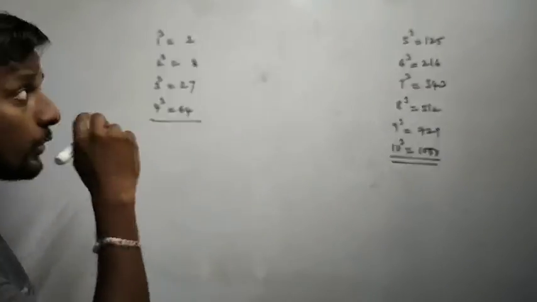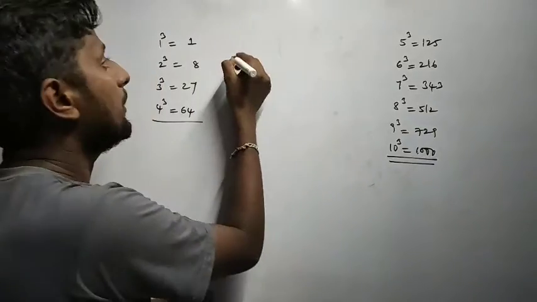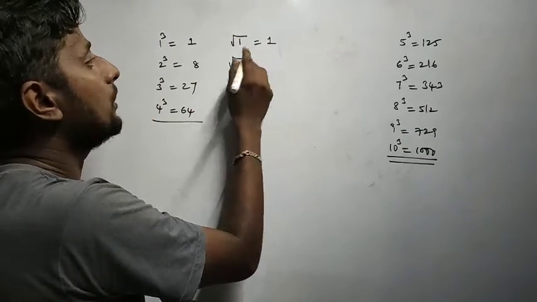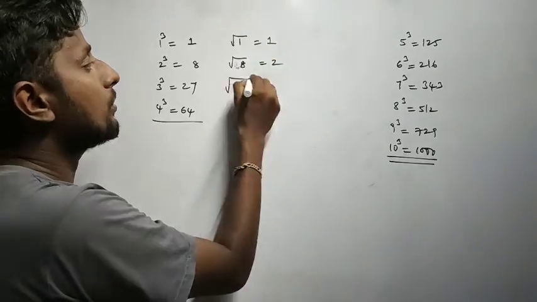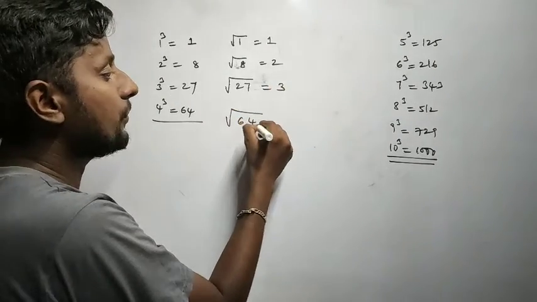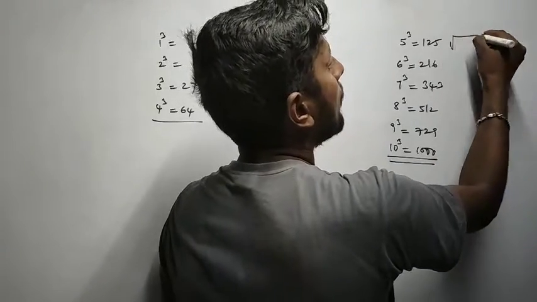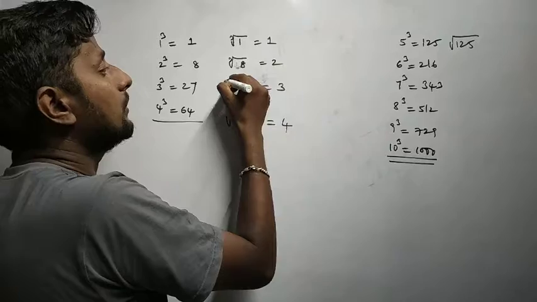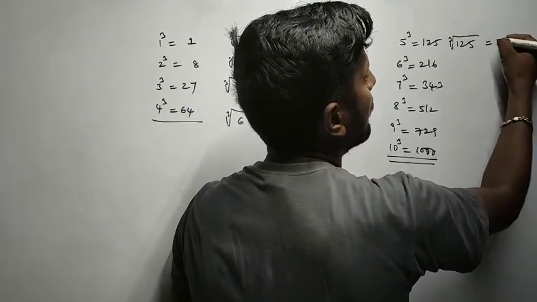So if you talk about cube roots, so what will we write? Same. Cube root of 1 is equal to 1. Cube root of 8 is equal to 2. Cube root of 27 is equal to 3. Cube root of 64 is equal to 4. And cube root of 125 is equal to 5.